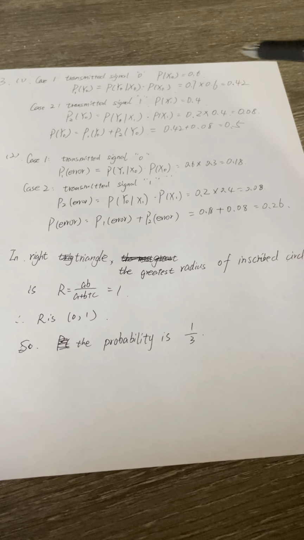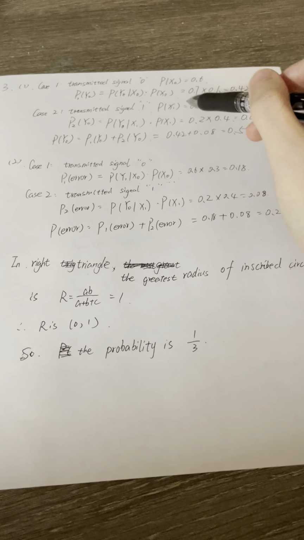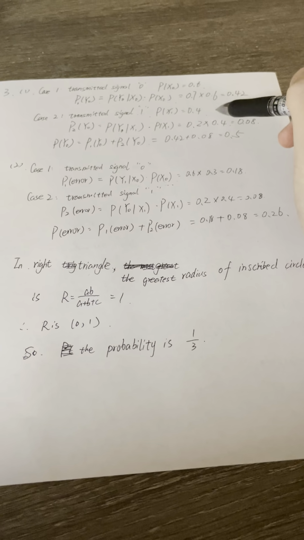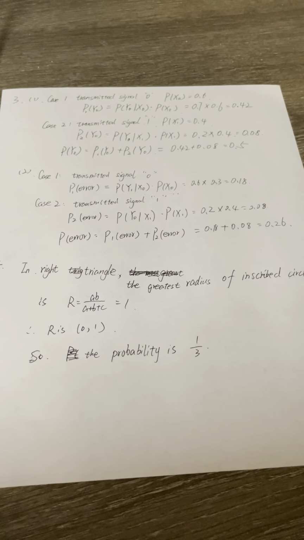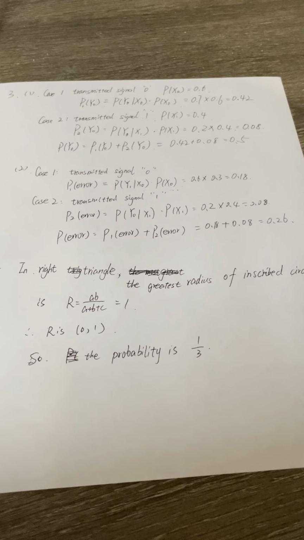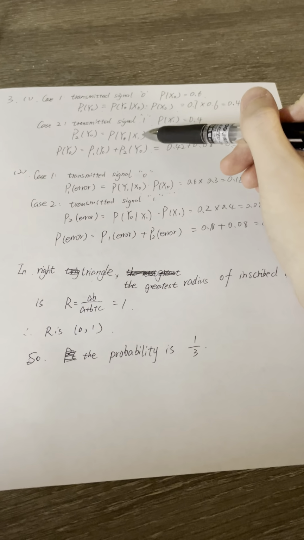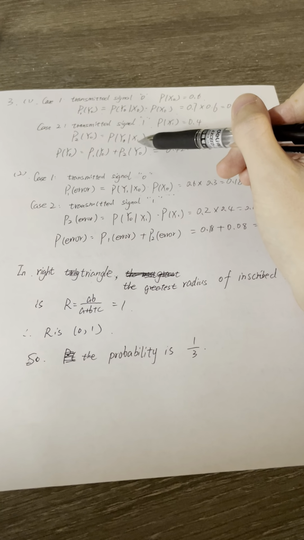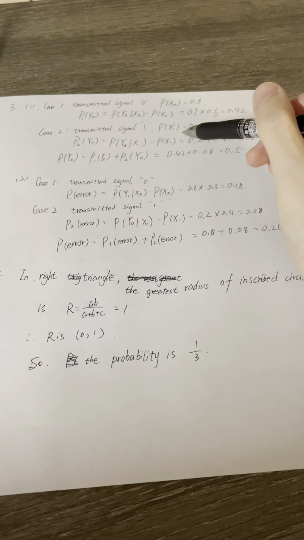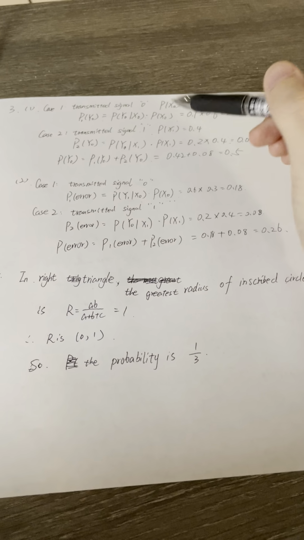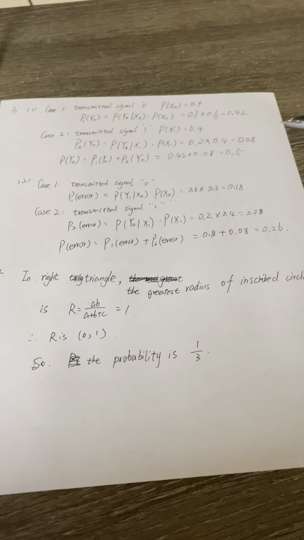And in case 2, we transmit signal 1 and finally get 0. I denote the probability of signal 1 as px1. The value is 0.4. So the probability of case 2 is equal to the probability we transmit 1 but we get 0, times the probability of transmitting 1. So the value is 0.08.